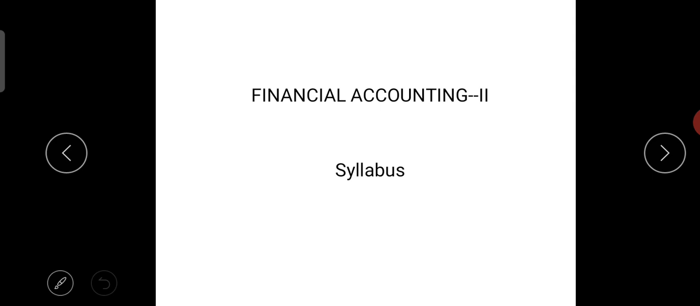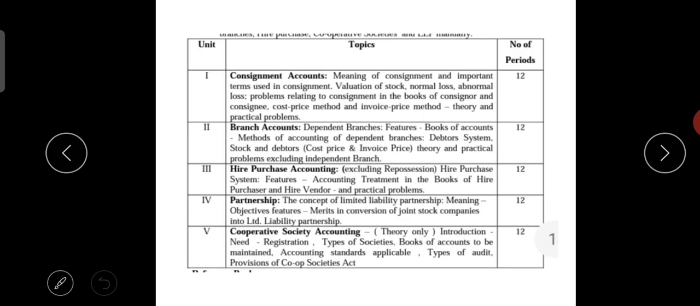Dear students, in this subject, that is Financial Accounting 2, let us know about the syllabus. The syllabus contains 5 units. The first unit is Consignment Accounts.